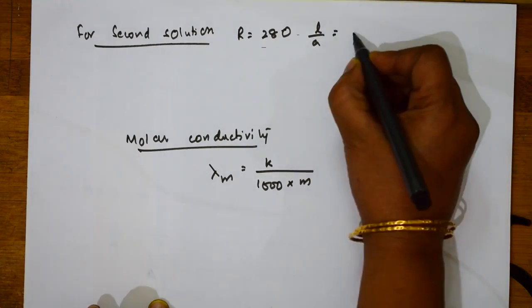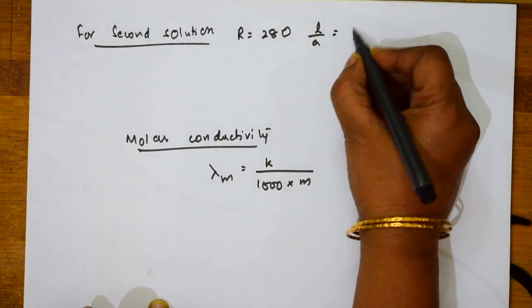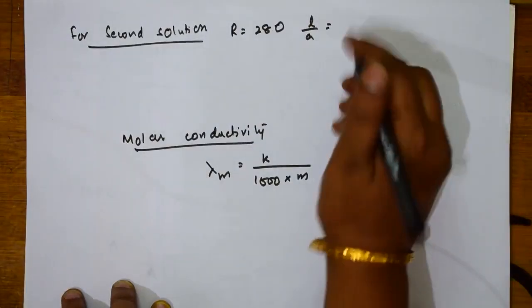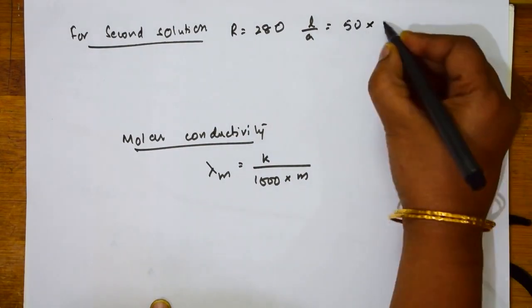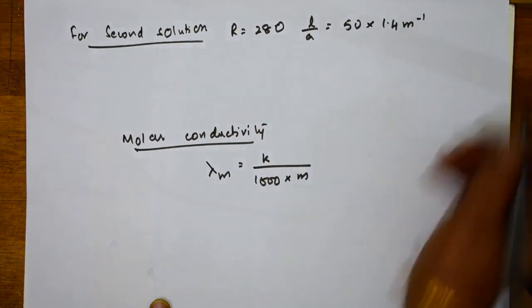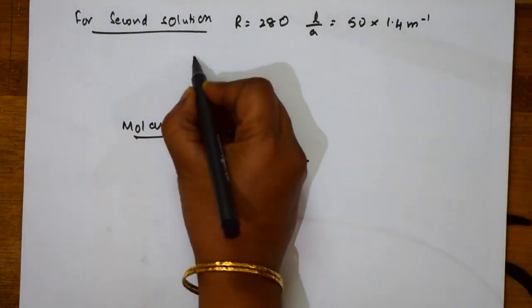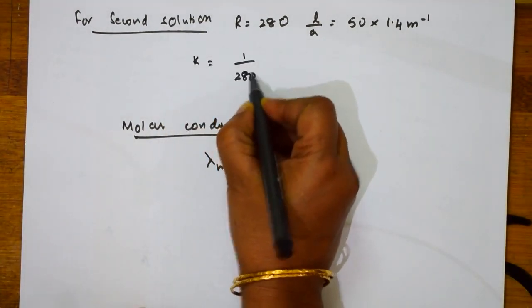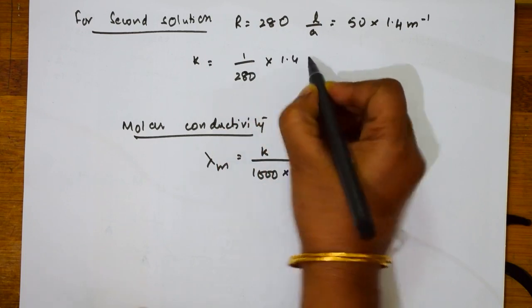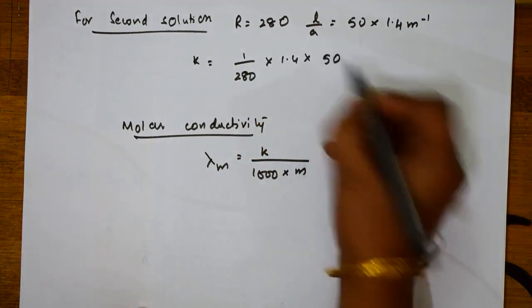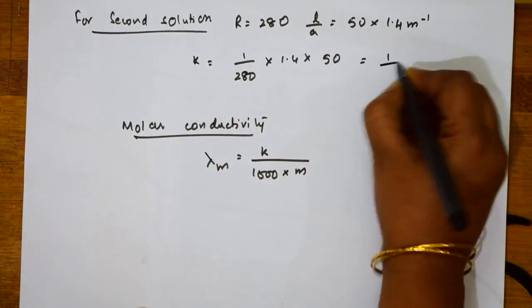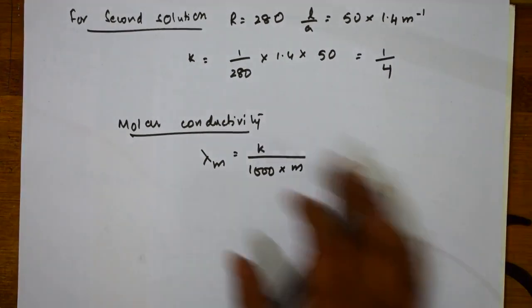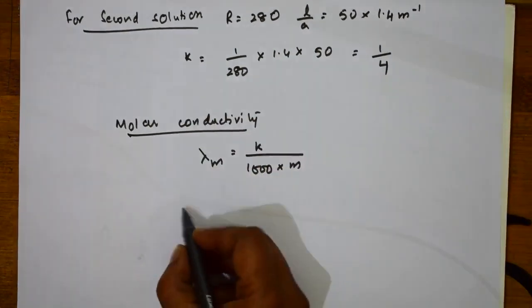L by A given to me is already found in the earlier value, that is 50 into 1.4 inverse. Done. So conductivity is equal to 1 by 280 into 1.4 into 50. When I solve this, I get 1 by 4. Now it's easy, isn't it? Now kappa is ready. I can substitute in this.